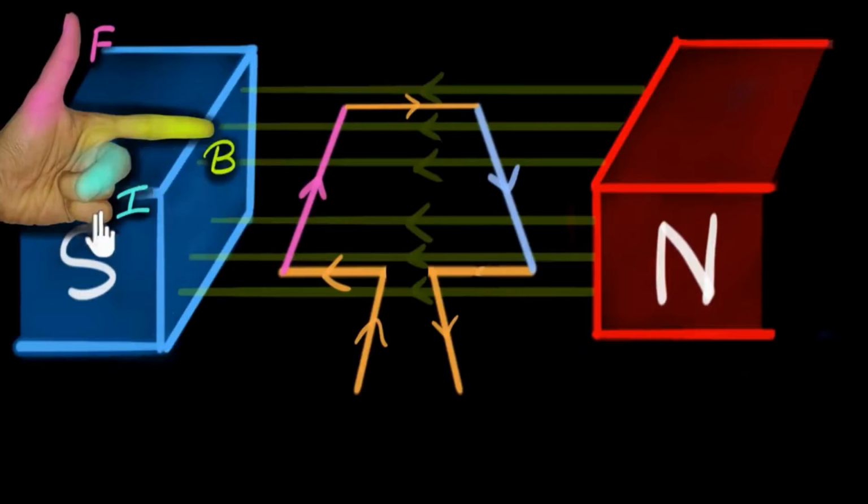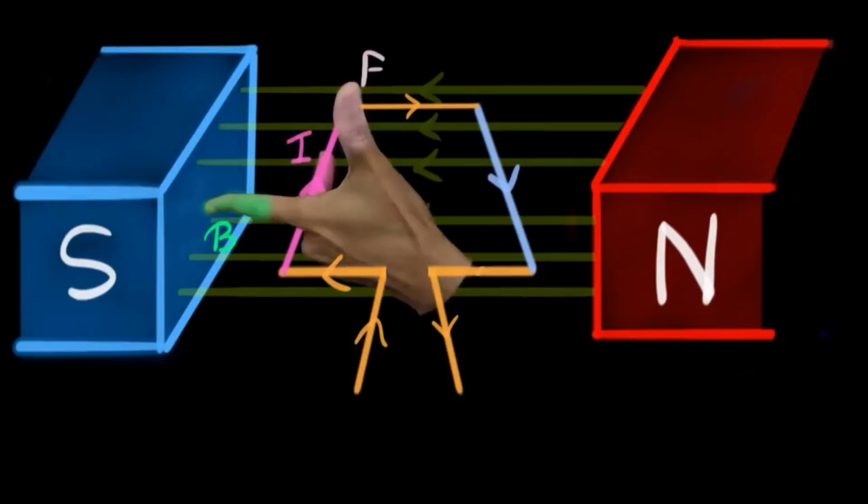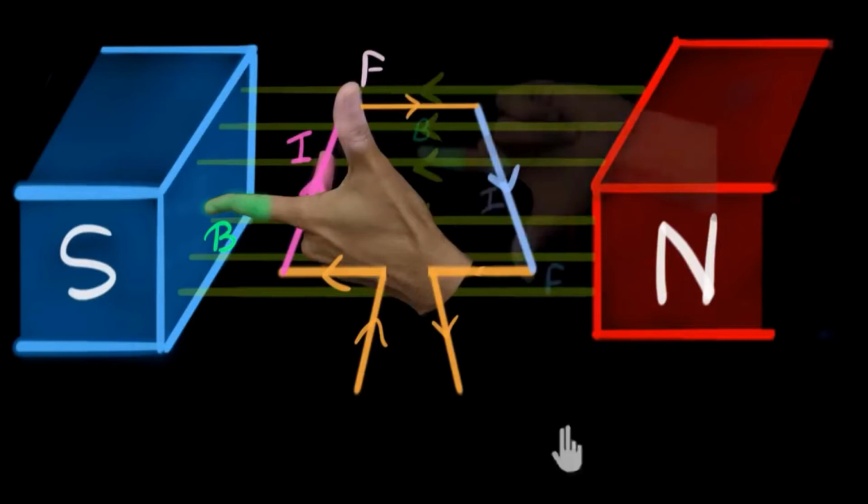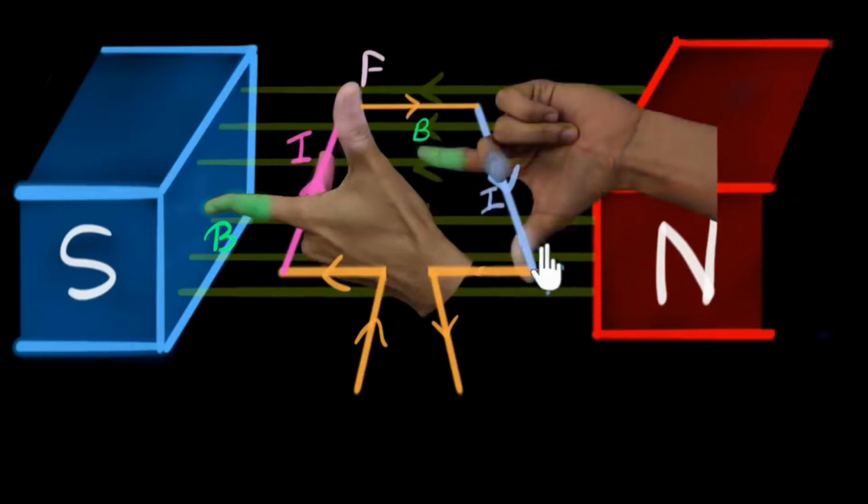Now apply this rule to different parts. Let us apply this rule on the pink part of this rectangular coil and find out in which direction the pink part moves. The current is moving into the screen. We can see that the mid finger is showing away from you. The forefinger is showing from north to south and the thumb is pointing upwards. That means the pink part of this rectangular coil will move upwards. Let us apply the same rule to the blue part of the wire. So this blue part will move downwards.